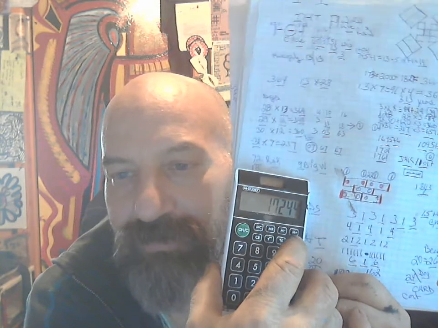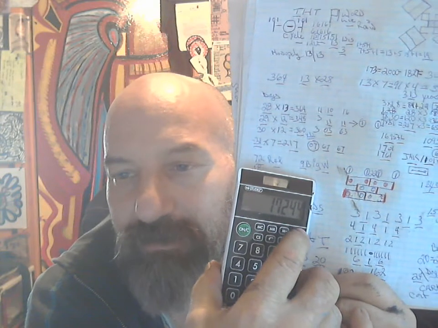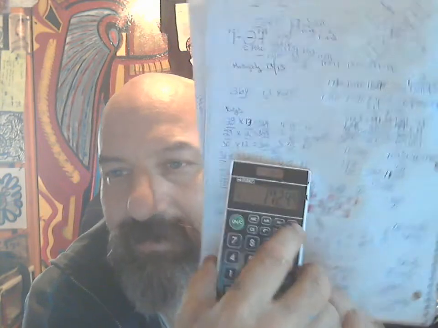1, 2, 3, 4, 5, 6, 7, 8. 1 and 8 equals 9. 1, 2, 3, 4, 5, 6, 7, 8, 9. We've done all the numbers.